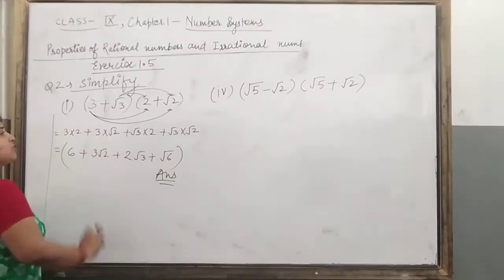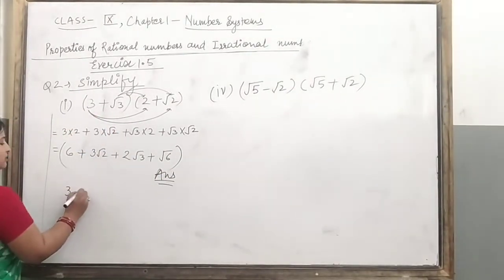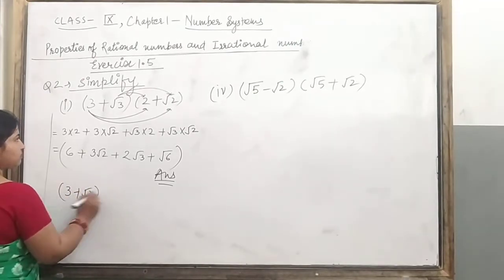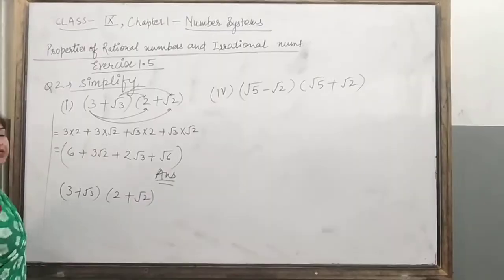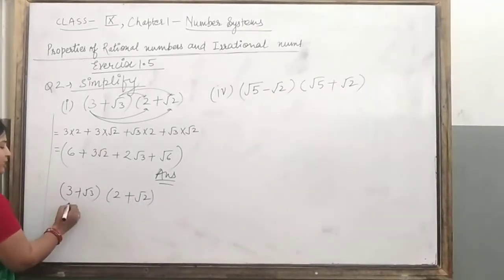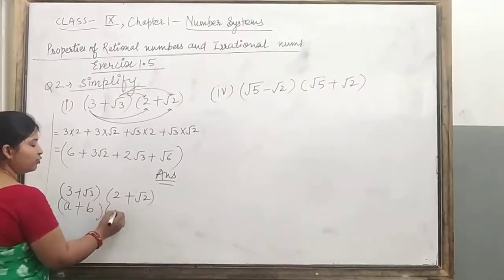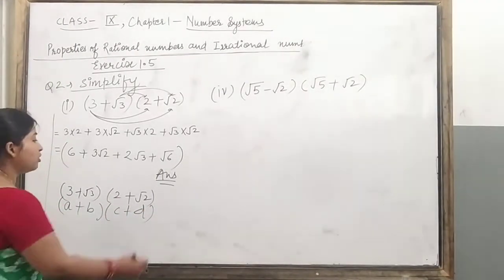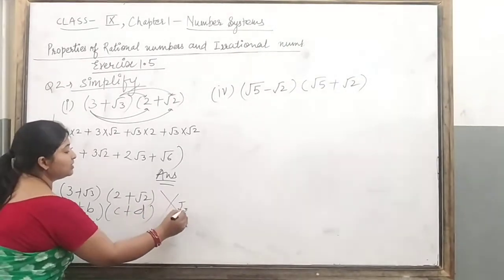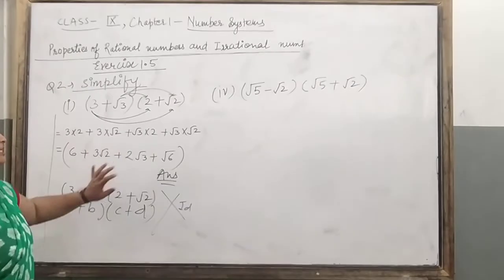Now you can check in the question that in 3 plus root 3 and 2 plus root 2, can we put any identity on it? If I write the first as A plus B, and this as C plus D, there is no identity like this. So we are not supposed to use any identity. No use of identity over here, so we have done it by the direct method.